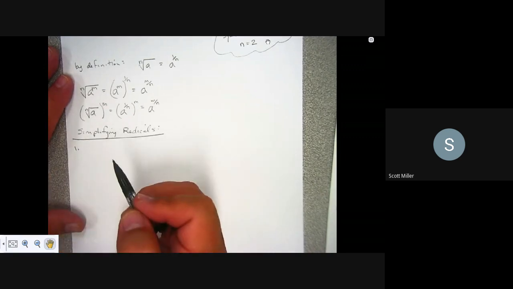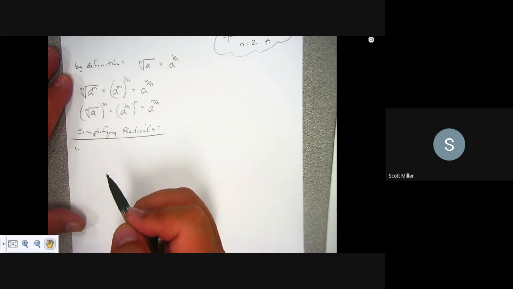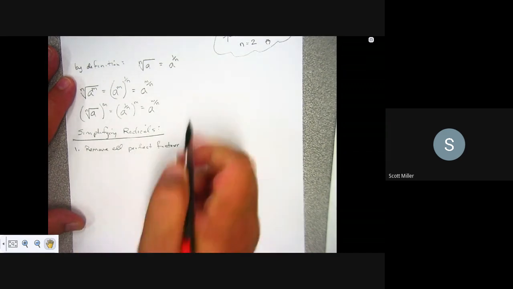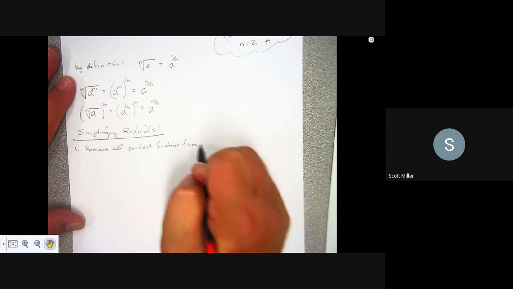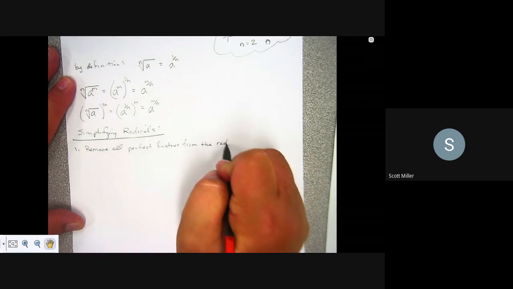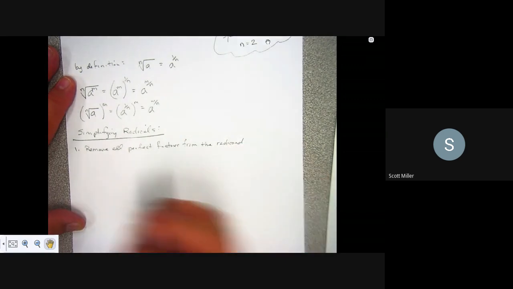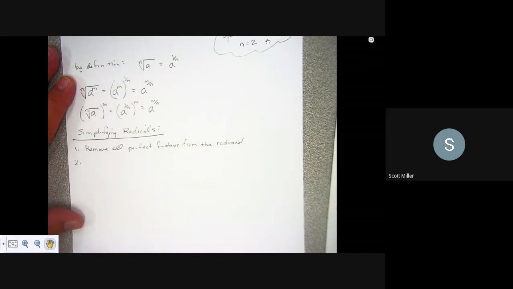The two major ones here, number 1 and number 2, are the two most important ones for you to deal with. Number 1 is we need to remove all perfect factors from the radicand. And again, at this point, if it doesn't make sense, it will once I show you what I'm talking about. The second one that's very important is this. You can have no radicals in a denominator.